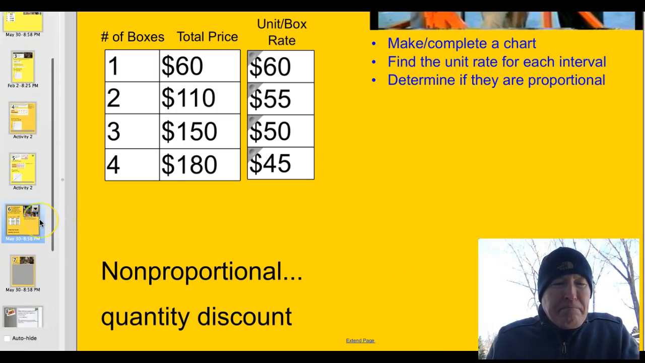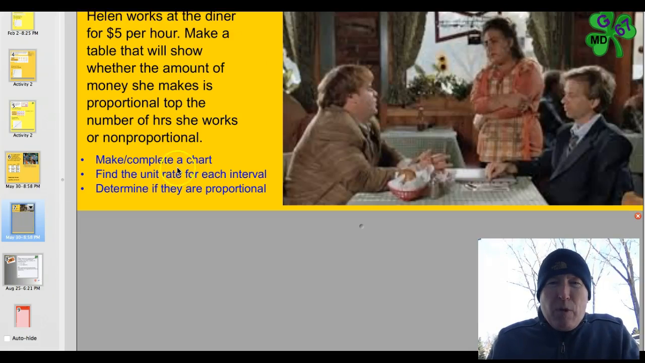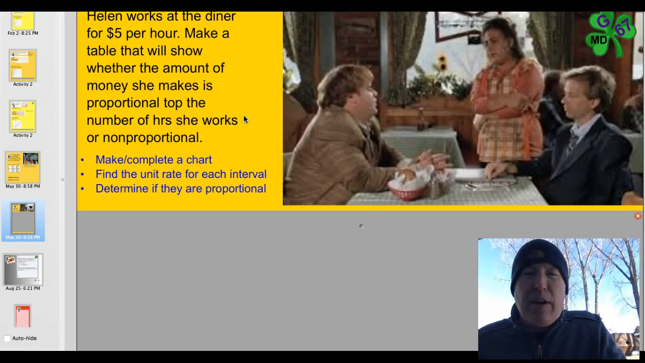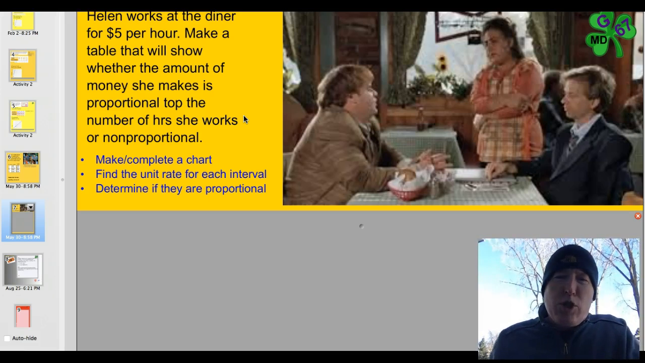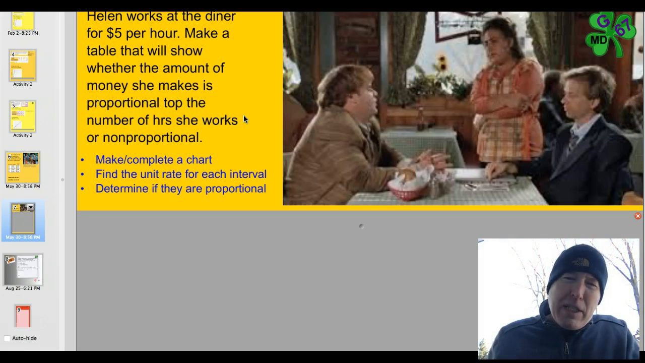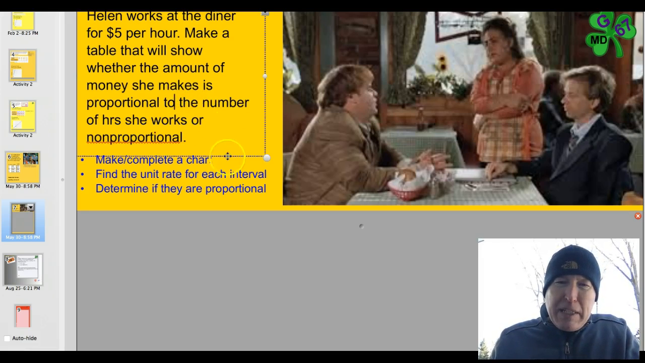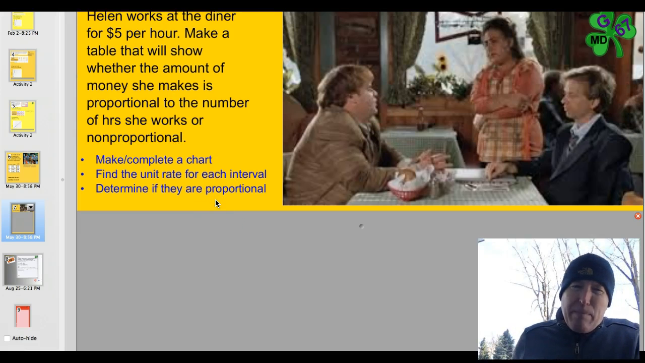All right. Time for one more before the ticket to the show. Helen. You look like a Helen. Helen, that's a nice name. Helen works at the diner for $5 an hour. Make a table that will show whether the amount of money she makes is proportional to the number of hours she works, or if it's non-proportional. I think I made a couple of mistakes there, but I think you get the idea. Go ahead, make a chart, find the unit rate for each interval, and determine if they are proportional. Go ahead.